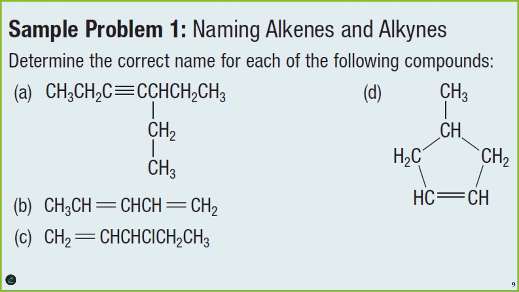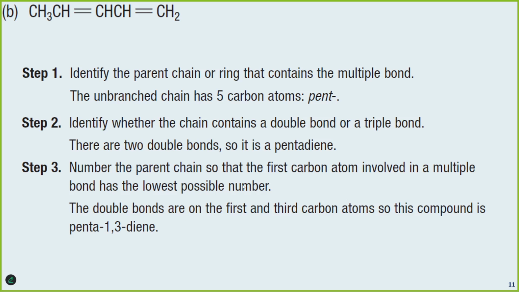Alright, have you finished? Okay, let's have a look at the other three. Okay, question D. So apparently the parent chain or ring contains 5 carbon atoms, right?